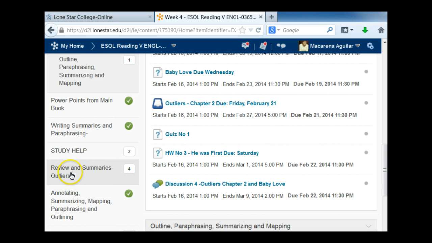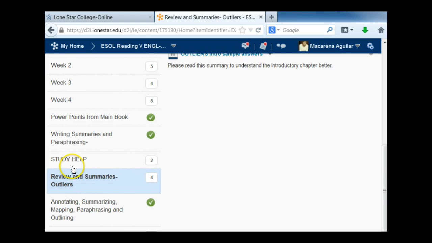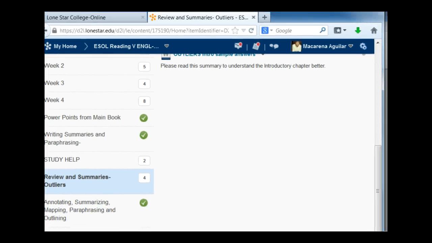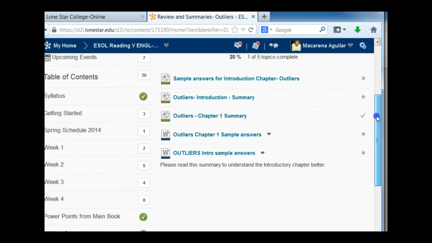And then if you look at this one, review and summary of outliers, if you click there, you're going to see that you have outliers chapter summary and chapter answers. These are not perfect answers. These are answers from some of you, and I kind of copied several so you can get an idea of what a good answer is.